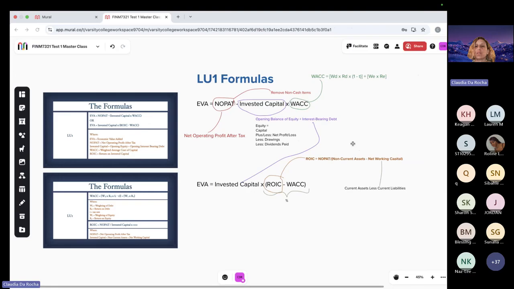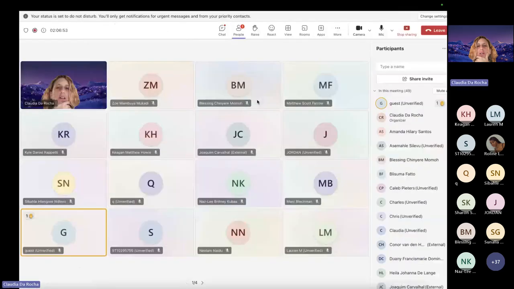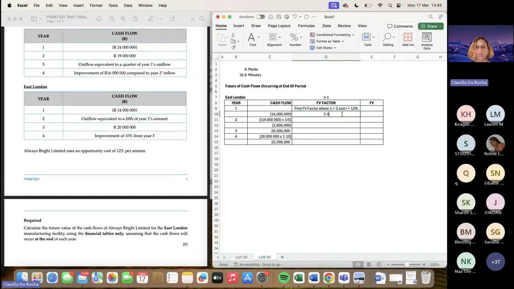Okay, so let's go back to my book. Okay, so I'm going here where n is 3 and I follow it and 12%, so it's 1.405. So that is what I'm going to include. Okay, so I'm coming back here and I'm saying 1.405. Everyone comfortable? All right. I'm then going to just multiply these two together and I get my answer. Sorry about that. Okay, 19.67.